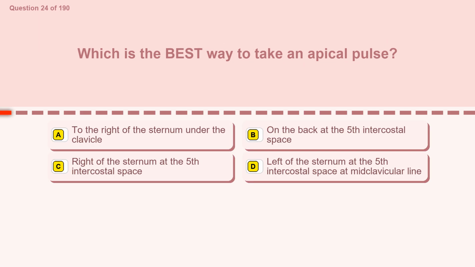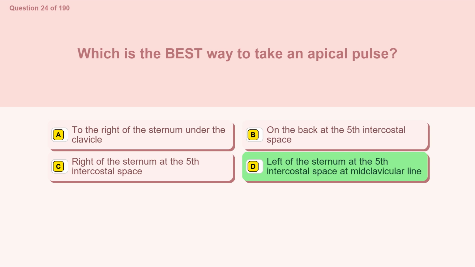Question 24. Which is the best way to take an apical pulse? Option A, to the right of the sternum under the clavicle. Option B, on the back at the 5th intercostal space. Option C, right of the sternum at the 5th intercostal space. Option D, left of the sternum at the 5th intercostal space at midclavicular line.